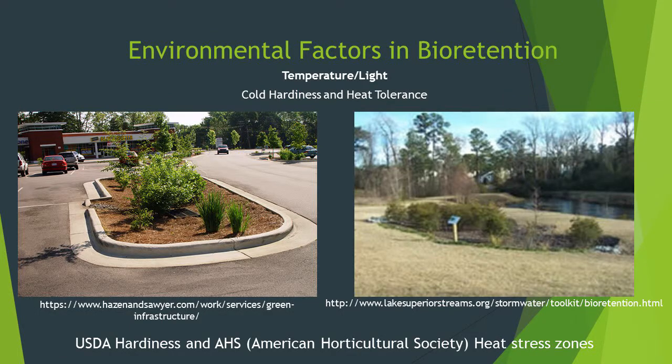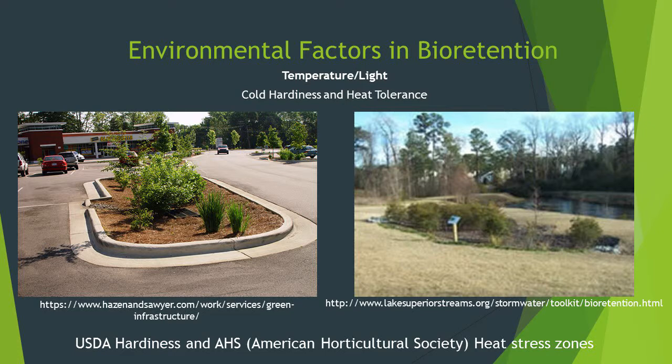Another factor is temperature and light. Plants have a range of temperatures that they can withstand. There are hardiness zones and heat stress zones that you can find online, but you really need to pay attention to the microclimate, the climate of your specific facility. In areas or in swales that are going to be surrounded by asphalt or concrete, have buildings all around them, they're probably going to be a higher heat range than something in a more natural area.